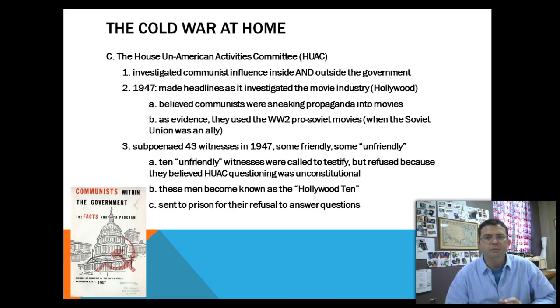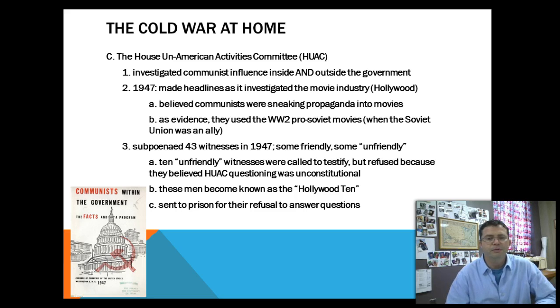Congress believes that Hollywood is using its films to spread communist propaganda, and they cite as their evidence World War II pro-Soviet movies that were used to support standing up against Nazi Germany at the time, back when the Soviets were an ally. At the time, these movies were praised for their support of the Soviet Union. Now they're being used to show how people are communists against the United States government.